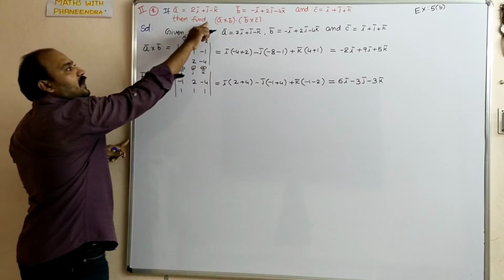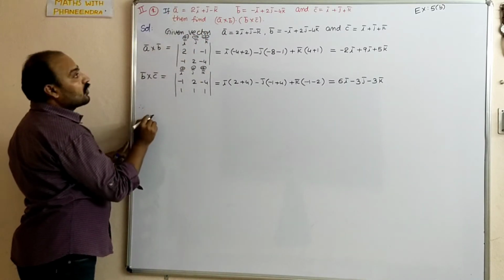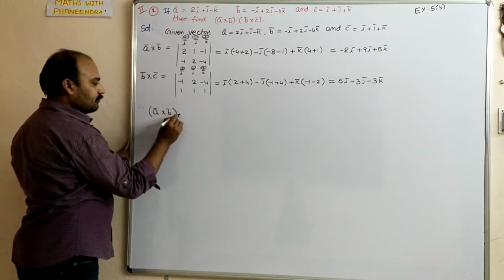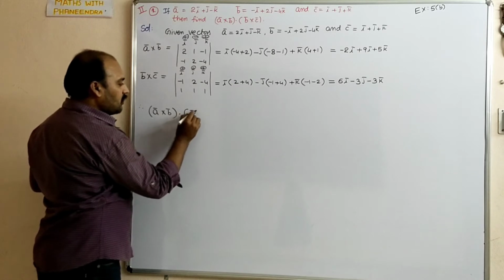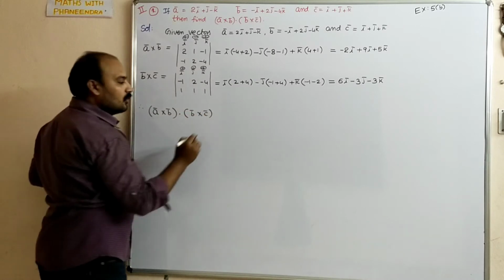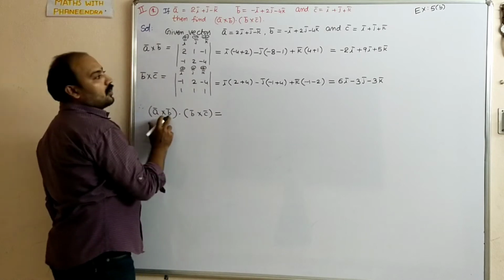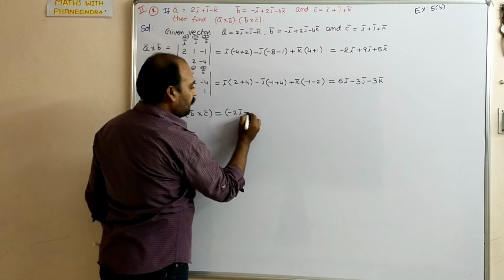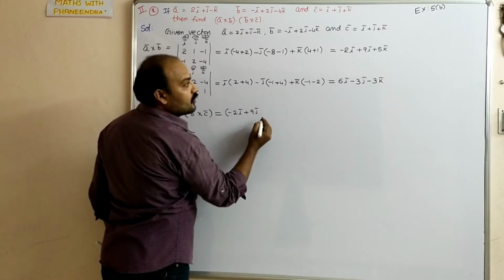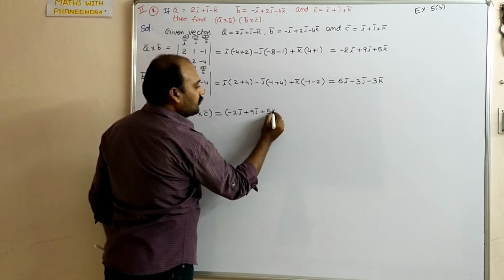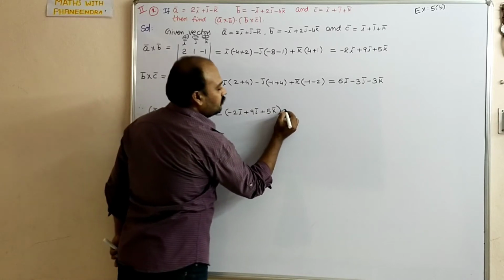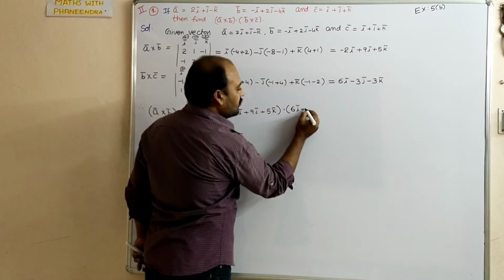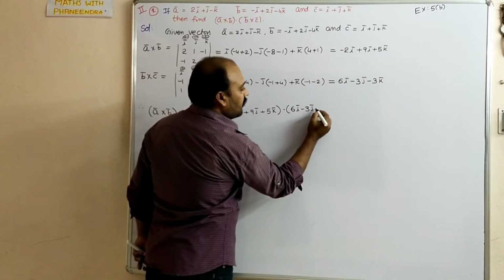Next, the required one. Therefore, A bar cross B bar dot B bar cross C bar, which is equal to A bar cross B bar, minus 2i plus 9j plus 5k, dot B bar cross C bar, 6i minus 3j minus 3k.